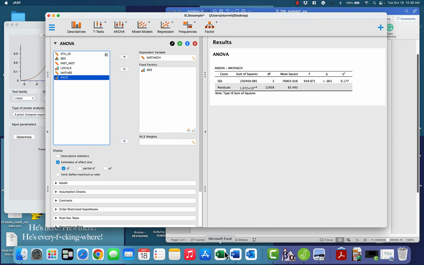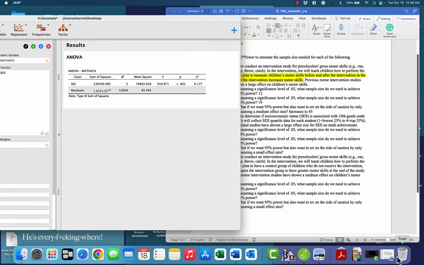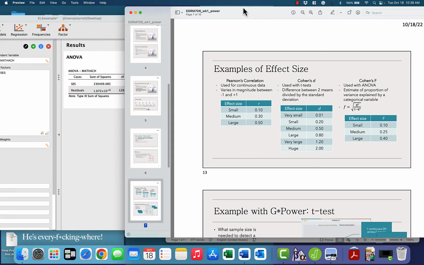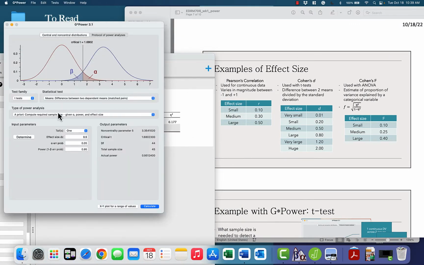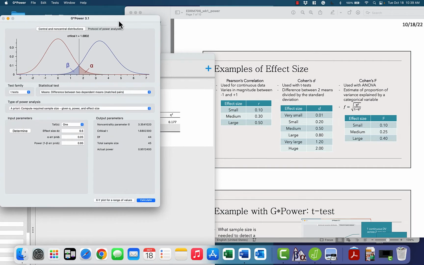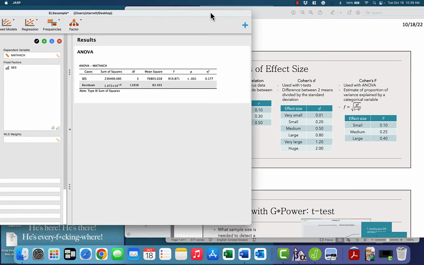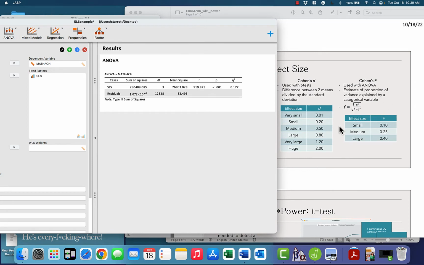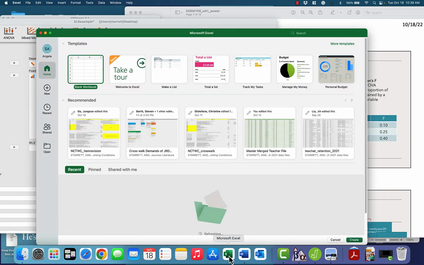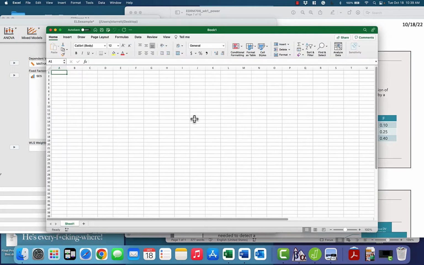0.177. And recall from the lecture that if we want to get to Cohen's f, which we will see in a minute in G*Power, where G*Power asks for Cohen's f related to an ANOVA. But we have an eta squared, and oftentimes we may see eta squareds in our review of the literature. So let's go to Excel. All right, my handy dandy calculator. All right, and I'm going to get a blank spreadsheet here.